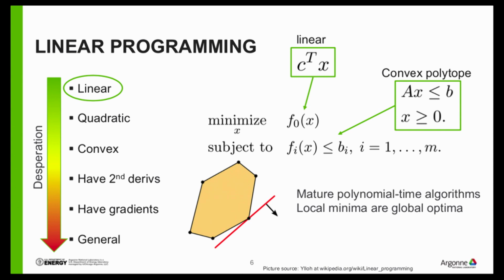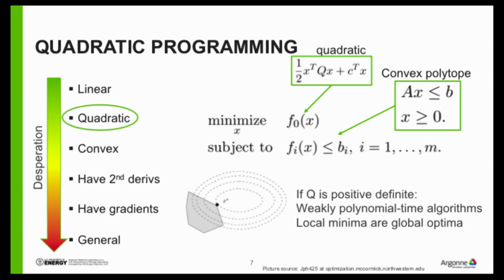So if you think about calculus, when we want to find critical points by setting the derivative equal to 0, that doesn't mean that it's necessarily a minimum, and it definitely doesn't mean it's a global minimum. But here in linear programming, local minima are global optima.